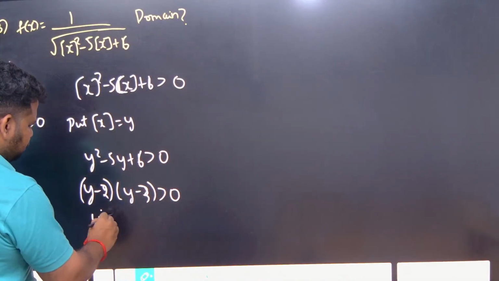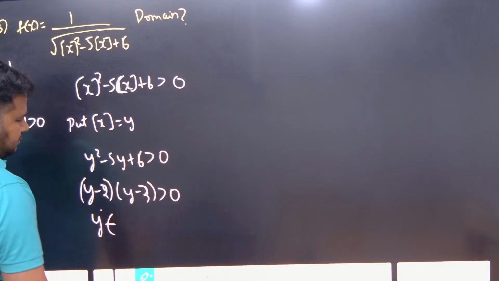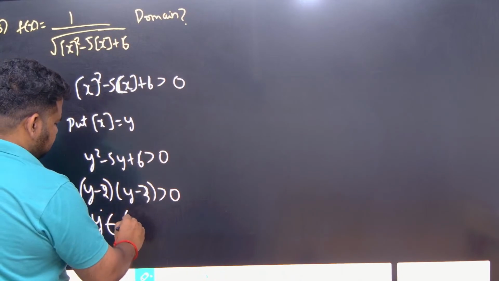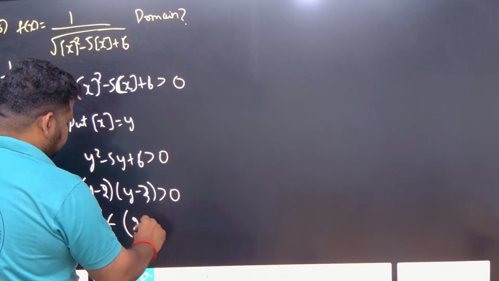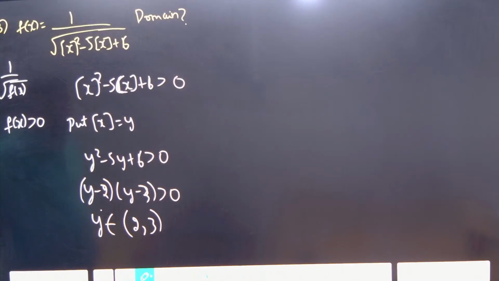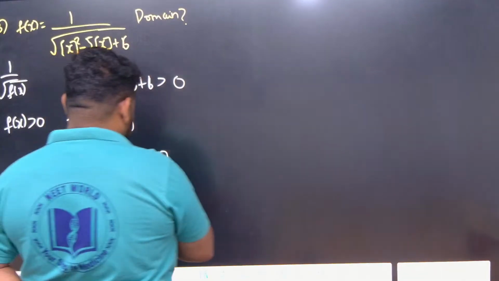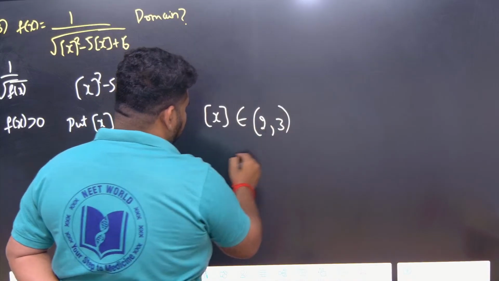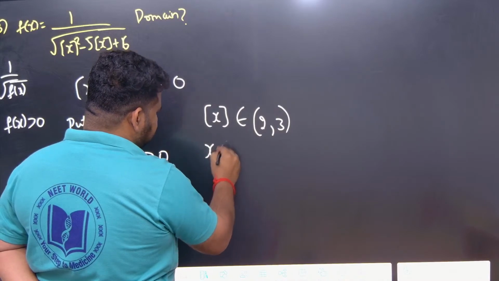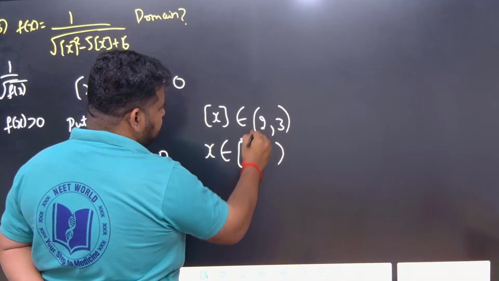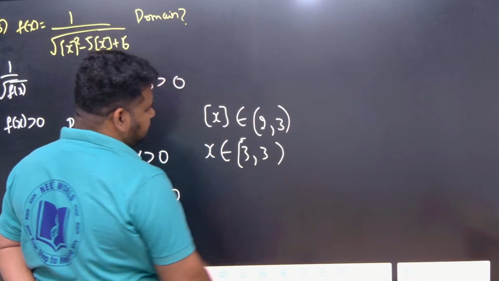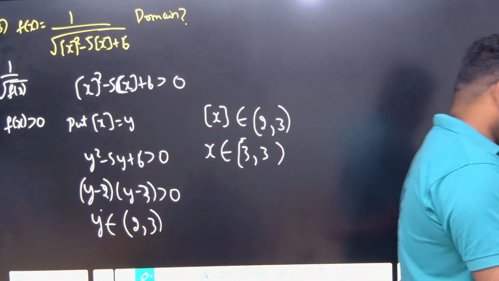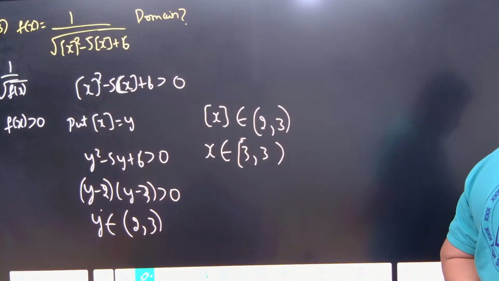Now I can write y belongs to, since it is greater than 0, an open interval, 2 comma 3. So y belongs to the open interval 2 comma 3. Now what will step of x belong to? Because y is nothing but step of x, step of x belongs to the same thing, open interval 2 comma 3. So x belongs to closed comma open: closed means this becomes 2 plus 1, 3, and open means you write 3 only, so 3 comma 3.